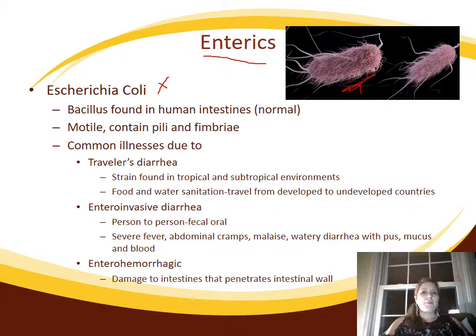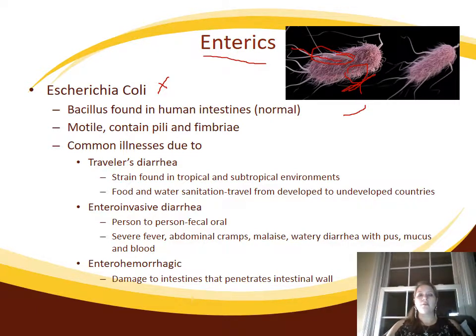Anyway, it's a normal bacillus that's found in the human intestines, but it's incredibly motile because it's got both flagella and these fimbriae. Okay, so it's got these little flagella that let it move, and then these little arms, these fimbriae. So it's incredibly motile. And there are 3 common illnesses associated with it: traveler's diarrhea, enteroinvasive diarrhea, and enterohemorrhagic diarrhea.